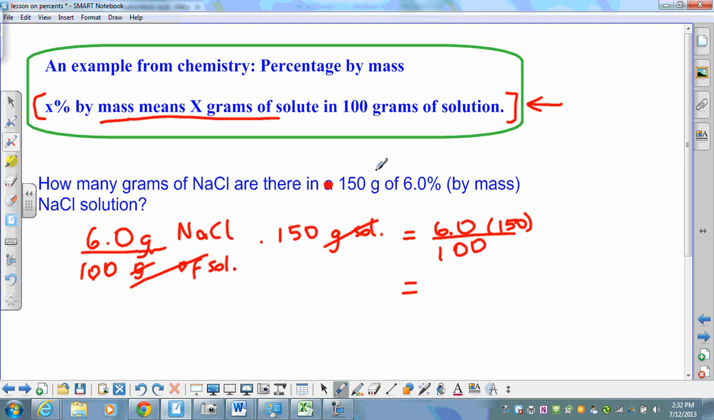But in your chemistry classes, you might see this unit conversion method, and therefore I wanted to solve this problem with that approach. So when you multiply 6.0 times 150 divided by 100, and consider the number of significant figures, again, this is your measured quantity, 150. It has 2 significant figures, and the percentage is given in 2 significant figures as well. So the final result should also have 2 significant figures. It will be 9.0 grams of sodium chloride.